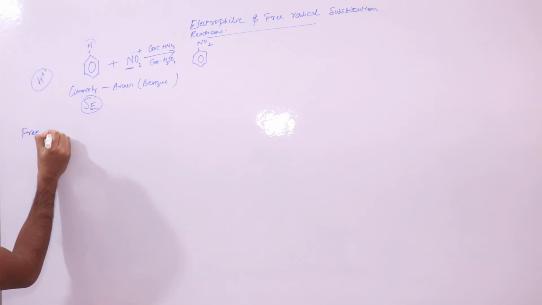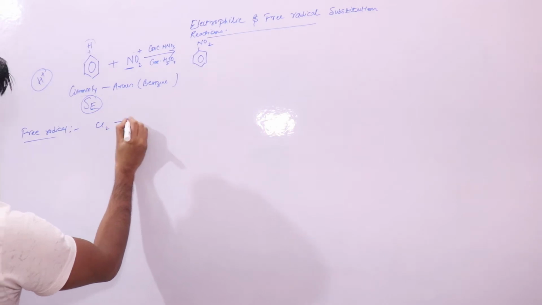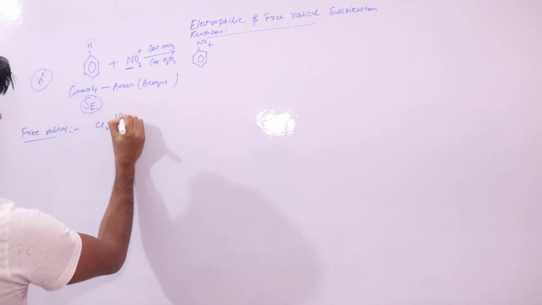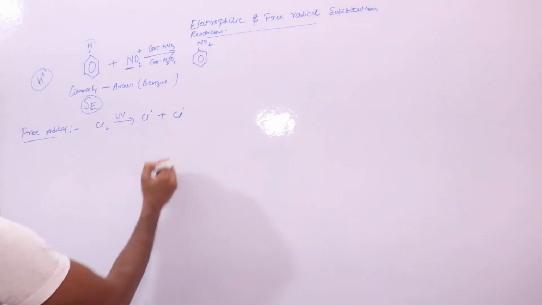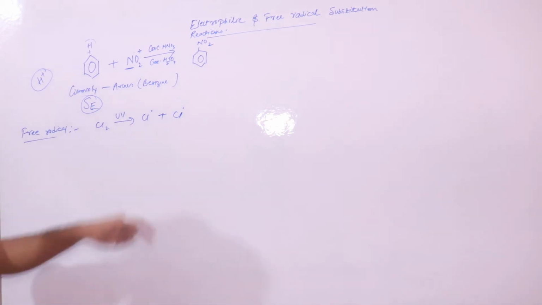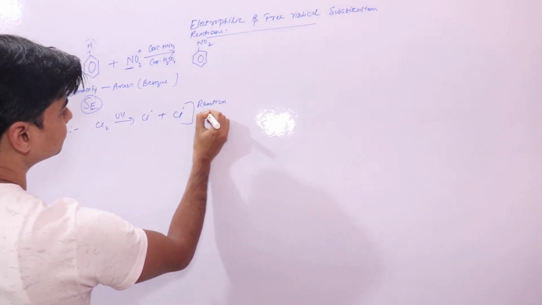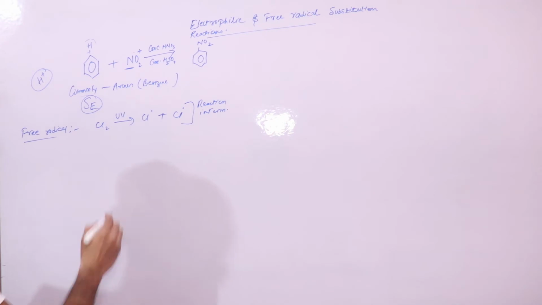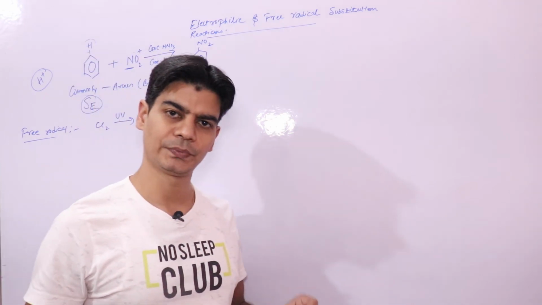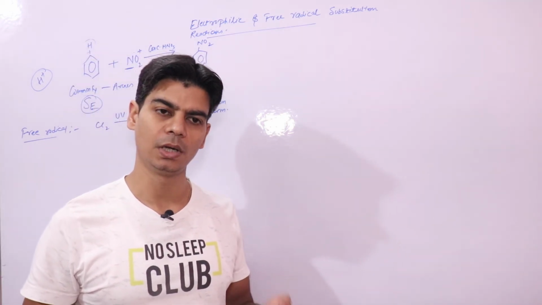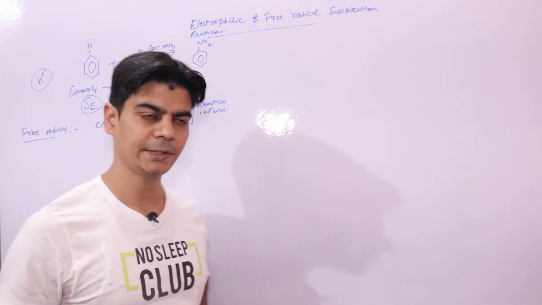Free radical reactions. Free radicals, for example, chlorine: if chlorine in the presence of UV rays or sunlight breaks, it gives you chlorine radicals. These are chlorine free radicals, reaction intermediates, and they are highly reactive. Why? Because they have a single electron and they want to pair it up. So to pair up the single electron they possess, they show high reactivity.